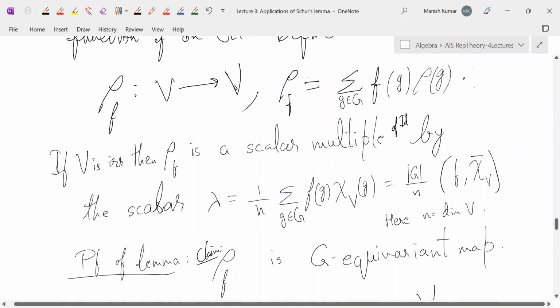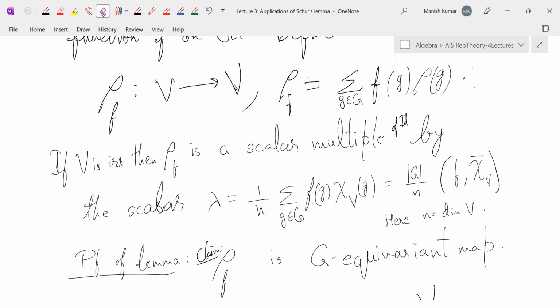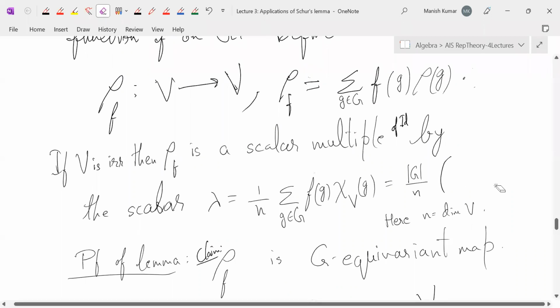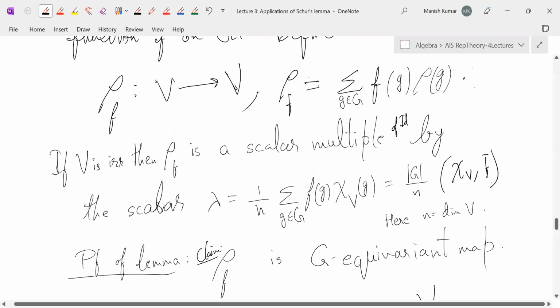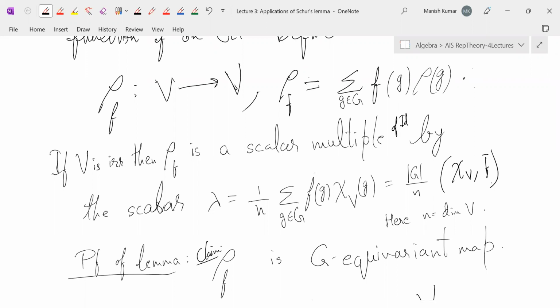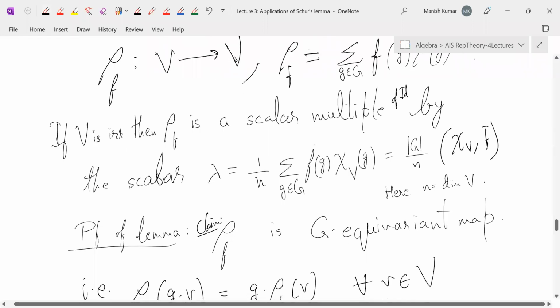So maybe I'll change the formula a little bit. Chi v comma f bar. Chi v comma f bar. So now it is okay. So lambda is this formula, and this is okay. And here n is the dimension of this vector space V.